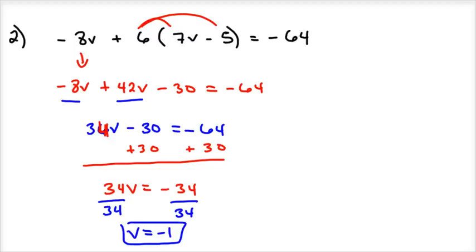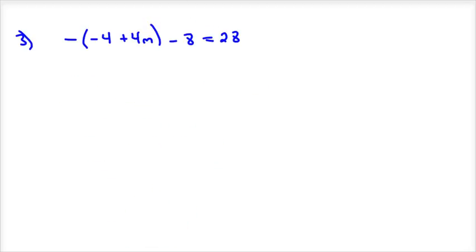Okay, and on to the next example, you have the opposite of the quantity of negative 4 plus 4m, minus 8 equals 28. This is a little tricky. When you don't see a number here, I would just put an imaginary 1 here. So this is like negative 1 times the quantity of negative 4 plus 4m. Okay, this is the imaginary 1 if you don't see it there.